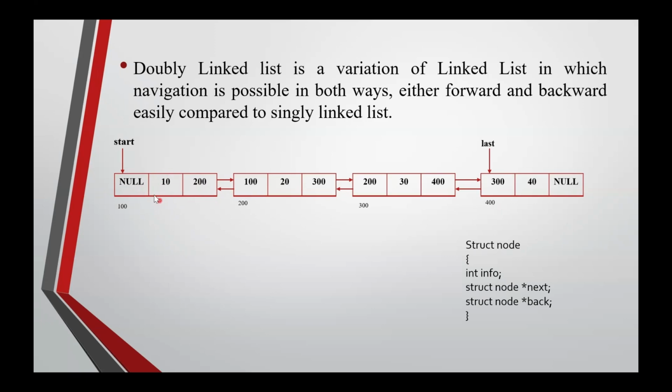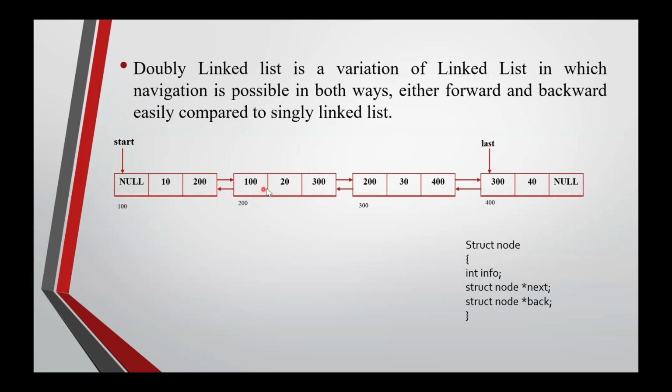The middle one is the information, and here the information is 10. This is the next pointer. The next pointer stores which value? The address of the next node. So this is the address of next. So this is our second node. In the second node, this is the back pointer, this is the next pointer, this is the information. The back pointer stores the address of the previous node. Now the address of the previous node is 100, so it stores the address of the previous node.